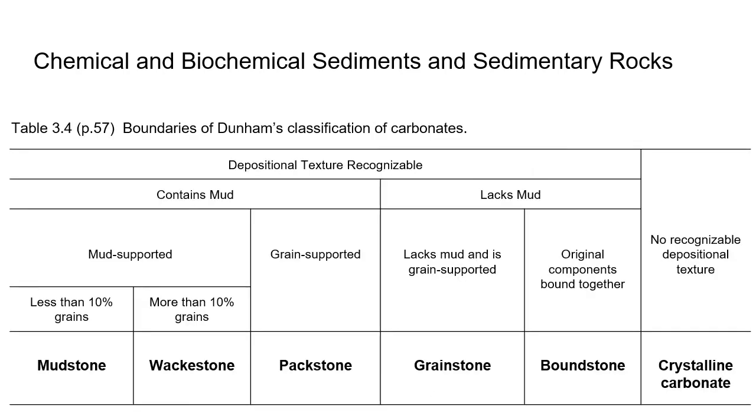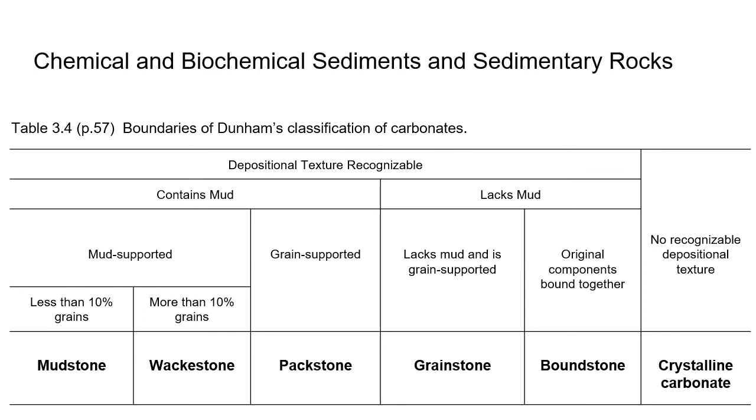The Dunham system really relies on whether there's mud or not. If you have carbonate muds with less than 10% grains, you'd call it a carbonate mudstone. If it's more than 10% grains, then it would be a wackestone. And if it's mostly grain supported, it'd be a packstone.